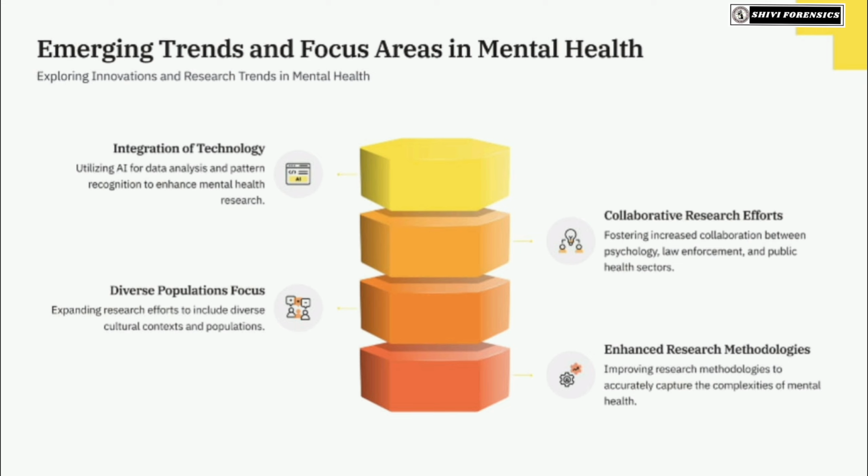And then collaborative research efforts, like connecting multiple datasets and collaborating with psychologists, law informants and public health. How the law can be involved, how one person can be involved, and how we can take the help of common people by collecting data from different points of view and different circumstances can really help us in a more effective way. And then enhancing research methodologies, improving research and accurate capture, so that we can understand the complexities of mental health in a clearer and easier way.